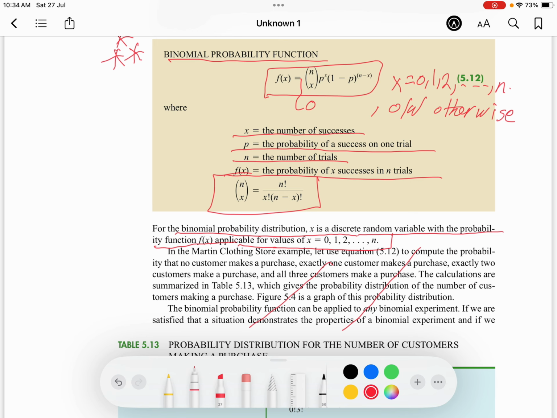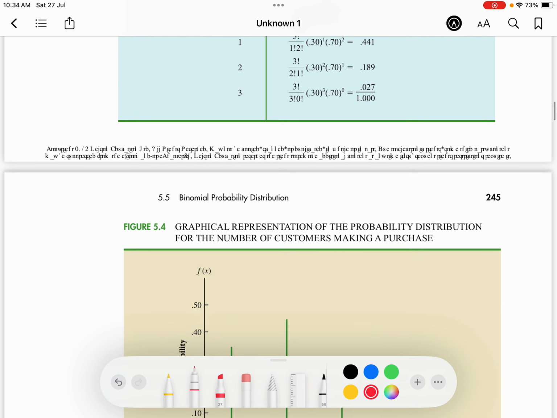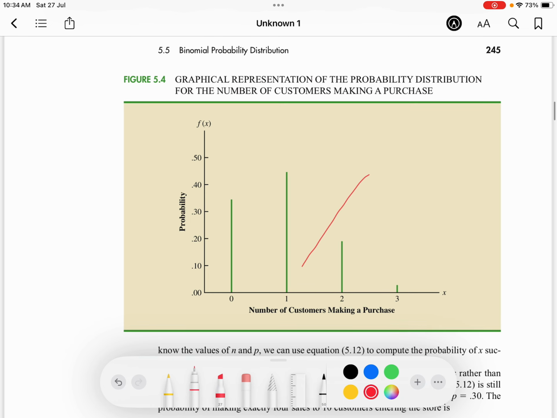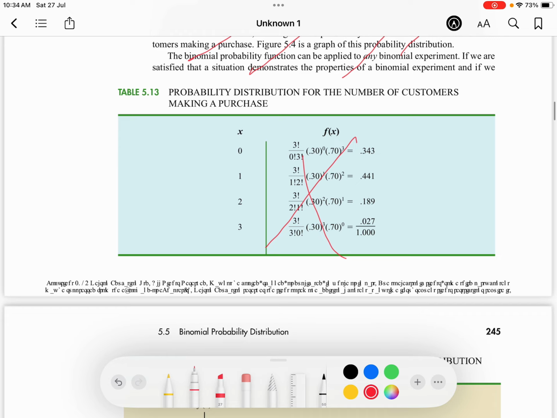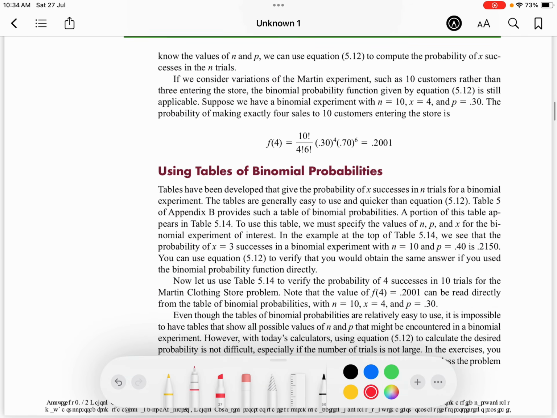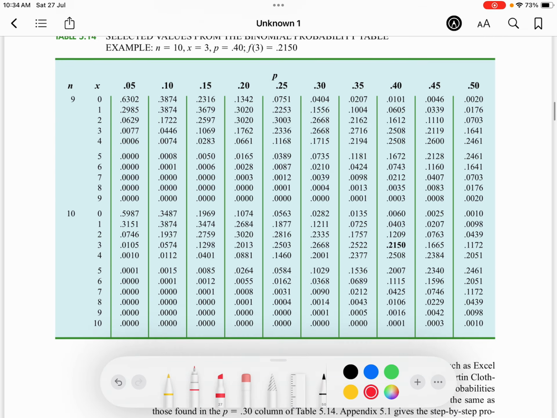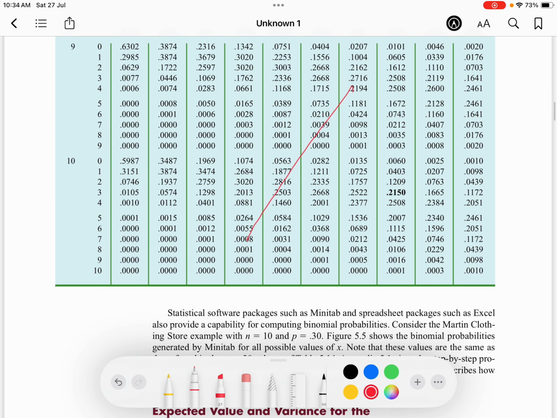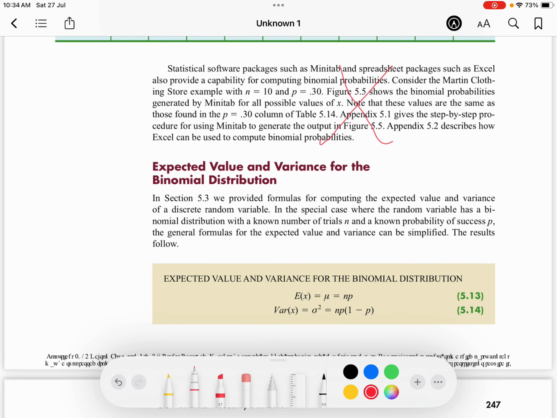The Martin Clothing example can be omitted here, and this I don't need. Using tables here, I don't need the tables, and I don't need to complete the last answer here. This is important.